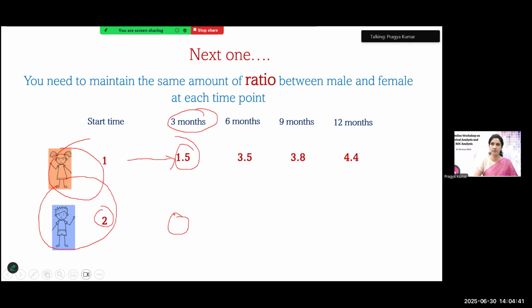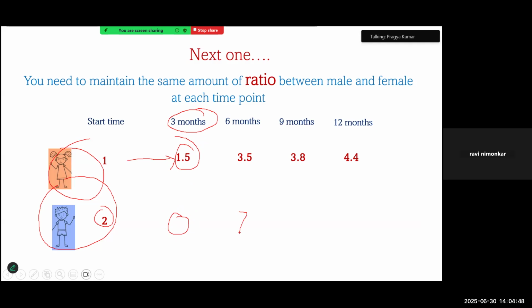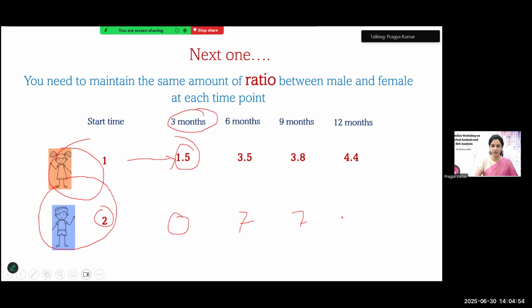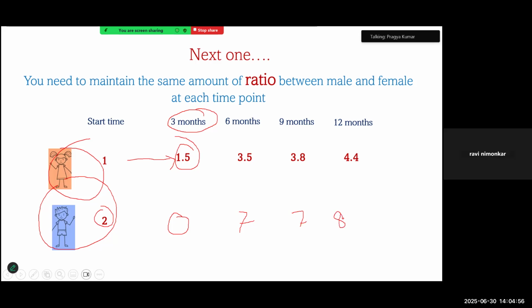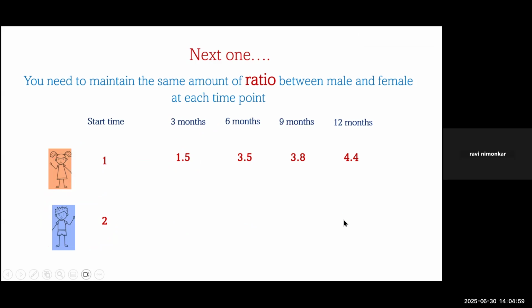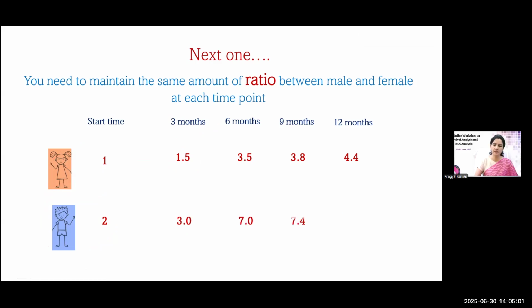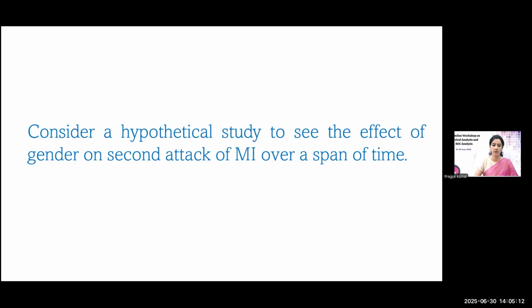Yes, all of you please type in the chat box. 3, 3. Very right. At 3.5? 7. Yeah. Then 3.8? 7.6, yes. And then at 12 months, sorry, 8.8. So rightly said, it will be 3, 7, 7.4 and 8.8. That means even if the hazard is different in these two groups, over the passage of time the ratio will be constant. Hazard ratio will be constant.